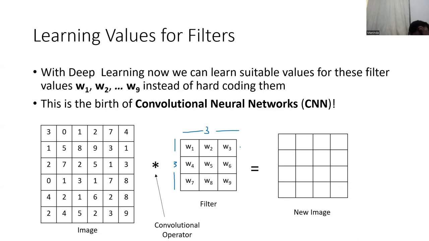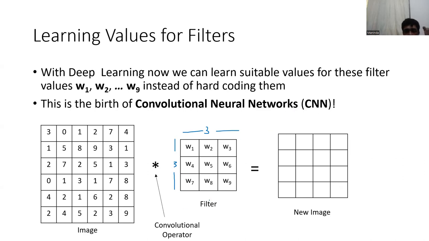So how to do it? I haven't explained yet. We have learned about backpropagation. When it comes to deep neural networks, with gradient descent backpropagation, you can set values for these weight values which are optimal for this image or set of images, so that we are training.